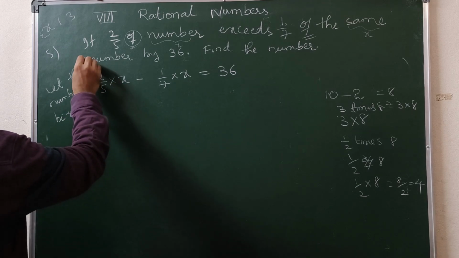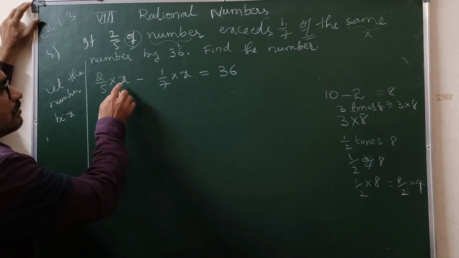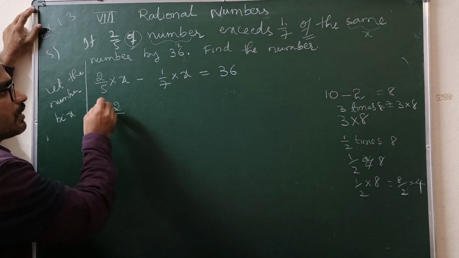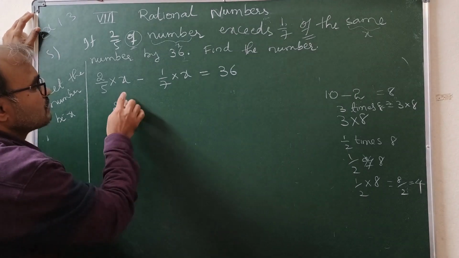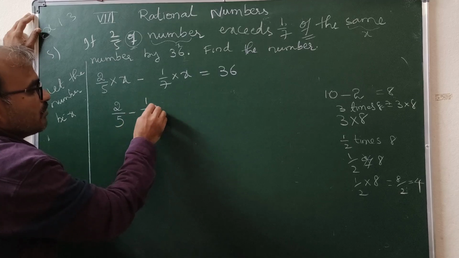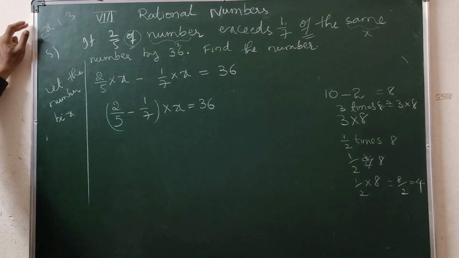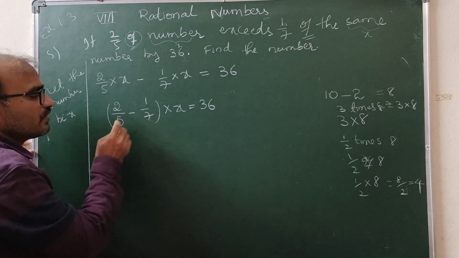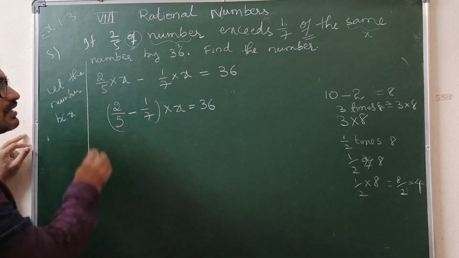So it looks something awkward. Let me draw a line here. Now we have to take x common, so we will use the distributive property. This problem is given to make us use the distributive property of rational numbers. If you take x common, what remains is 2 by 5 minus 1 by 7, into x, is equal to 36. As we discussed in the previous problem, the denominators are 5 and 7, so we have to make the denominators equal to simplify the subtraction.